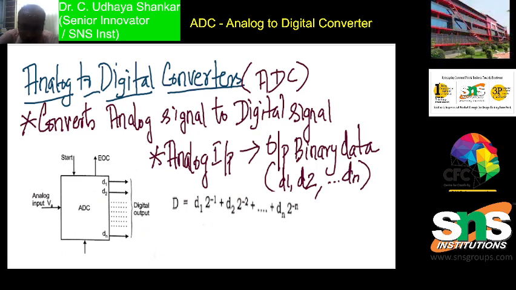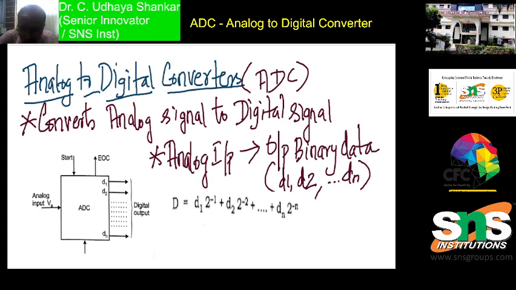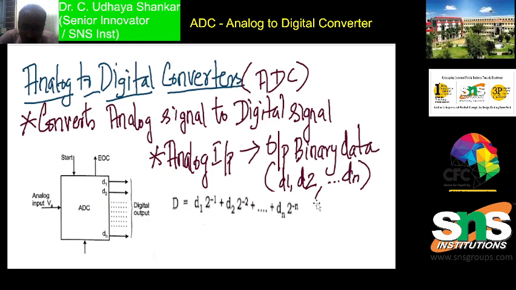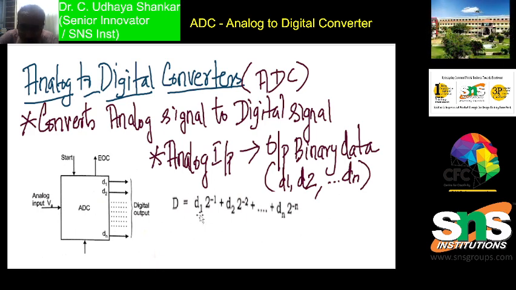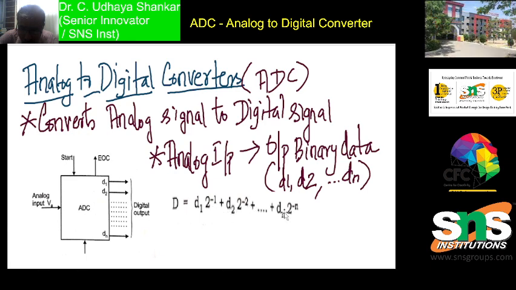As you all know, the analog to digital converter gets the analog input and converts it into output binary data. The output binary data will have D1, D2 up to Dn. The form is D1 2 power minus 1 plus D2 2 power minus 2 plus up to Dn 2 power minus n.